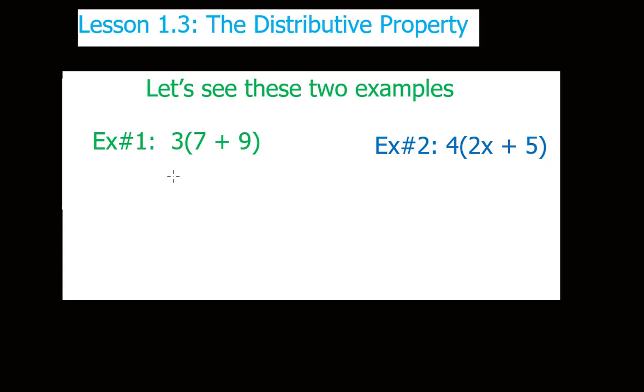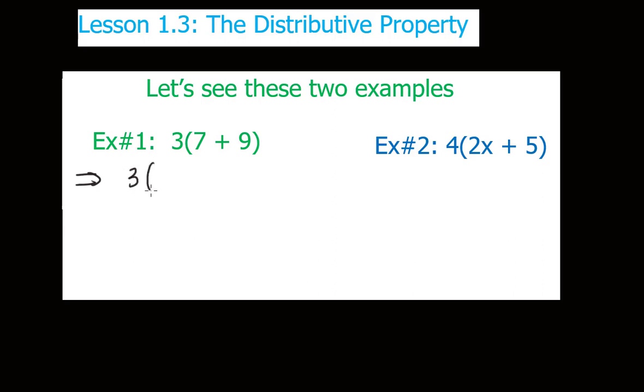The topic for today is the distributive properties. So let's see these two different examples and see how we can accomplish the outcome. If you can see this, 3 will be multiplied by two different numbers. So we can do this in a different way because the two terms within the parentheses are both numeric. First, we will combine 7 and 9 before we multiply by 3.